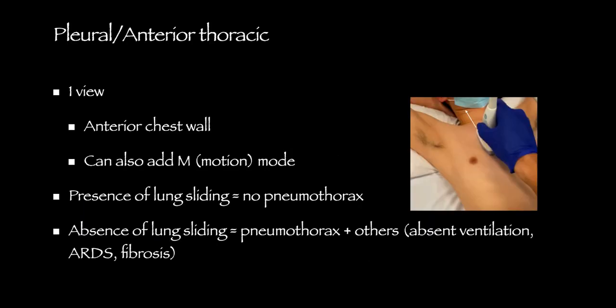For the pleural or anterior thoracic view, the probe is placed on the anterior chest and lung sliding should be looked for. This will appear as if the pleura is shimmering, often referred to as ants crawling back and forth over it. M mode or motion mode can be applied if it's unclear whether there is lung sliding. The presence of lung sliding means that there is no pneumothorax. However, it's important to remember that the absence of lung sliding means that there could be a pneumothorax. However, a lot of other pathologies also cause this.